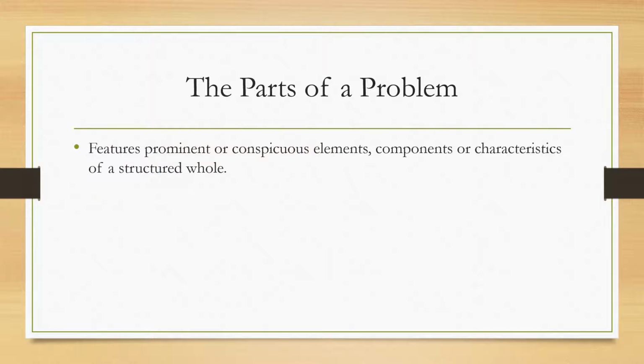So what do these mean? Well, features are prominent or conspicuous elements, components or characteristics of a structured whole. Components is probably a bad word to use there. But the features are the big things. They're the parts of the thing where you say, my system has this feature. It does this, or it generates this type of thing. It doesn't really go into the detail about how it does that or exactly what that looks like. It's a feature.